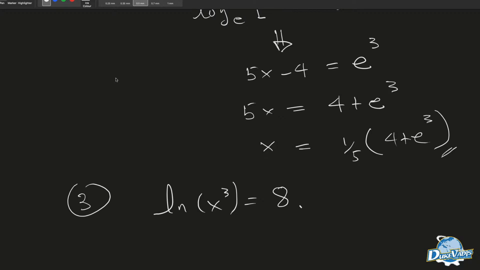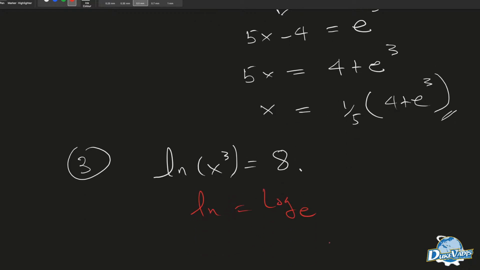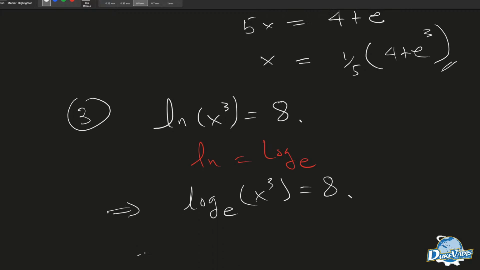Bear in mind once again that natural log can also be written as log to the base e. Because of that, our equation will take on a different look. So this one will be log to the base e of s cubed is equal to 8. We know that this can be written as s cubed is equal to e raised to the power 8.